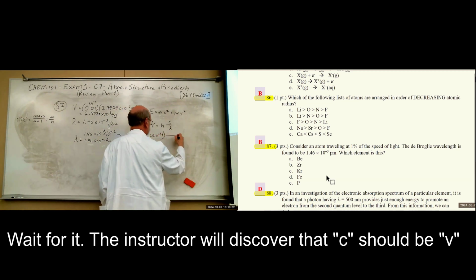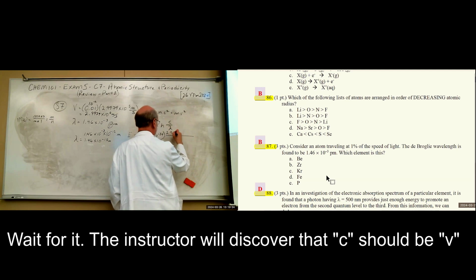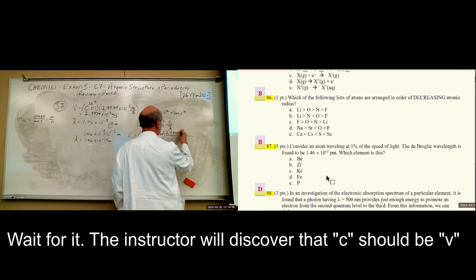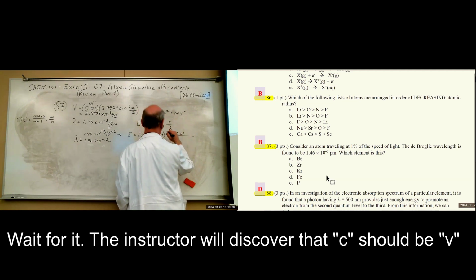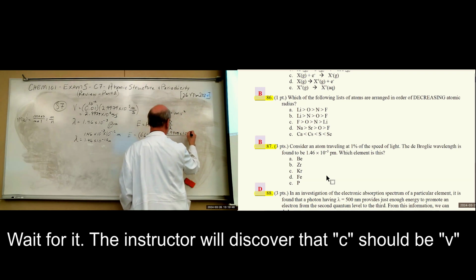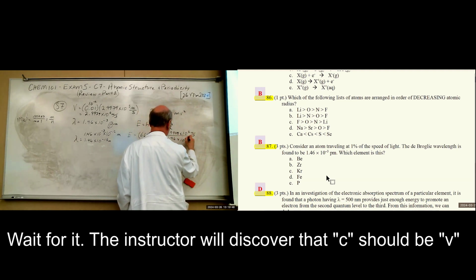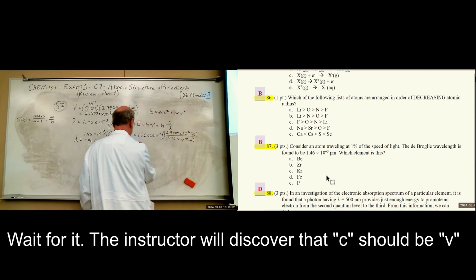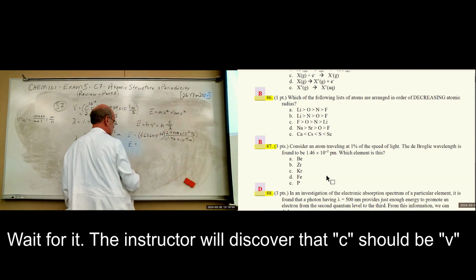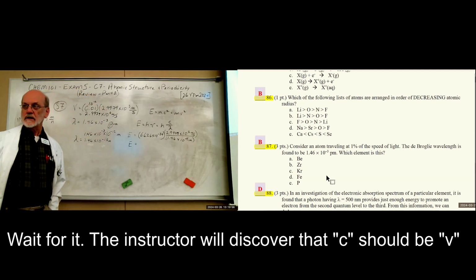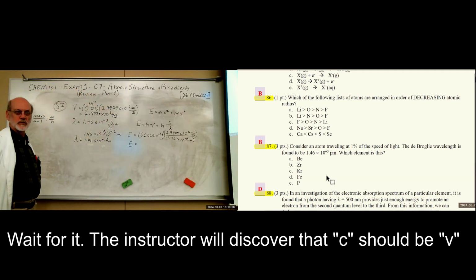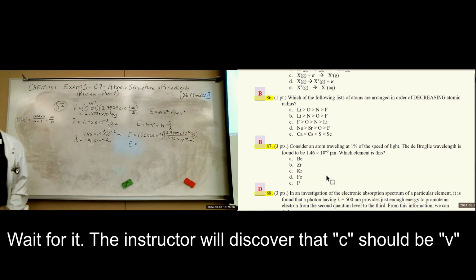And then speed of light is 2.9979 times 10 to the 8th meters per second. And then the wavelength is 1.46 times 10 to the minus 15 meters. So we can find the energy here. And what are the units of energy going to be? Joules. Joules is the SI standard.